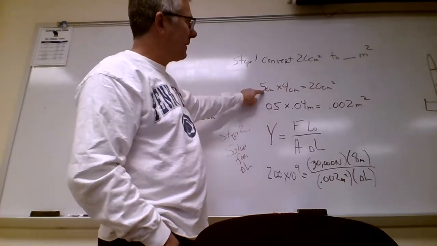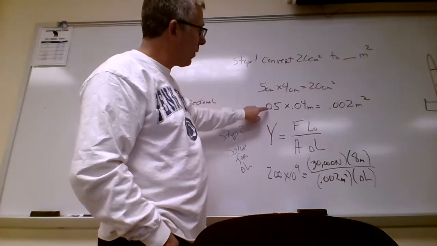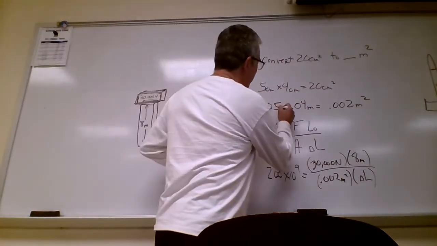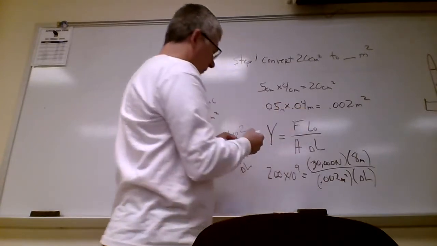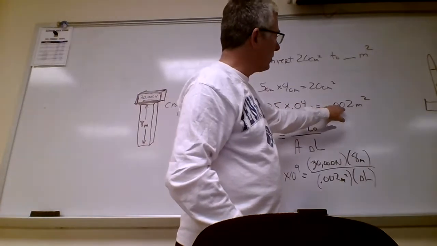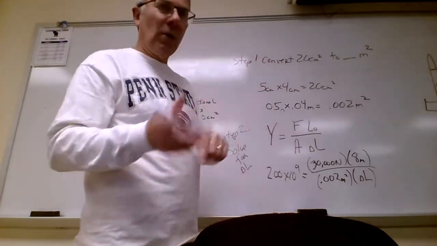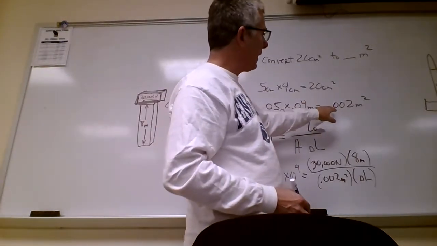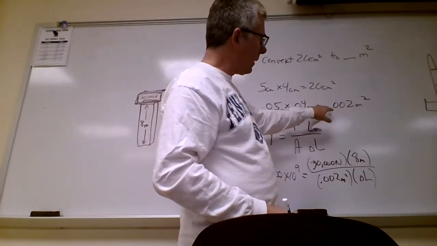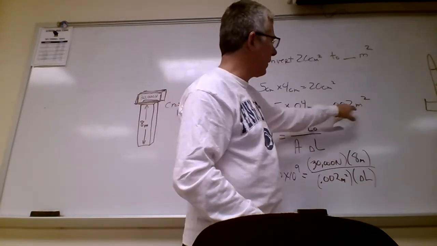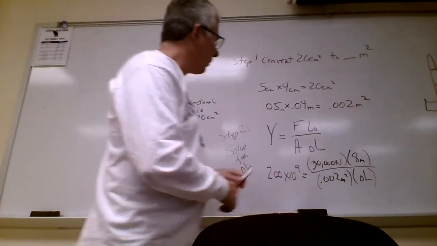So what is this in meters? Well, 5 centimeters is 0.05 meters, and 0.04 meters, when you multiply them together, you get 0.002 meters squared. Now, in your notes, I did something like this, and I think it came out to be 20 times 10 to the minus 4th. That's the same thing when you do that, okay?